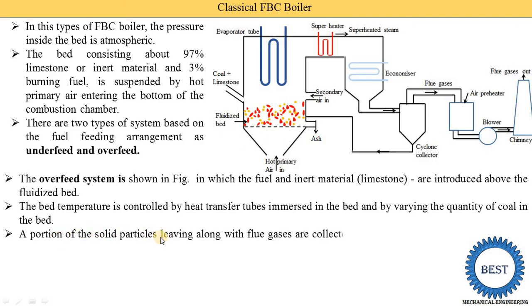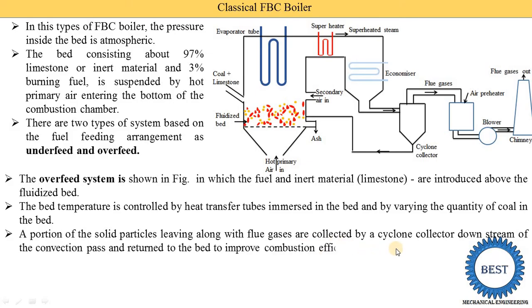A portion of solid particles leaving along with the flue gas is collected by the cyclone collectors, which are installed downstream of the convection pass, and returned to the bed to improve the combustion efficiency. So with the fly ash, some unburned solid particles are also leaving. These unburned solid particles are collected in these cyclone collectors, and then they are again supplied to this combustion chamber, so we can improve the combustion efficiency of the FBC boilers.